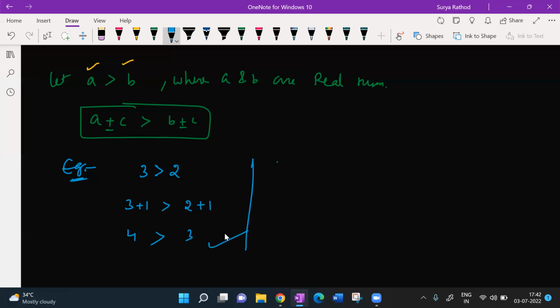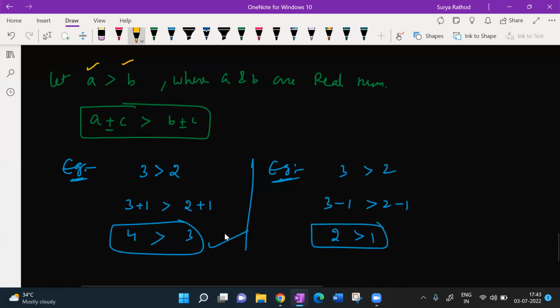Now one more example. 3 is greater than 2, we took, right? Let us subtract 1 on both sides. Does it make sense now? The inequality does not change. Look here, whatever symbol we had, the same symbol remains. Even if you add or subtract, the inequality is not going to change. Understood my point?